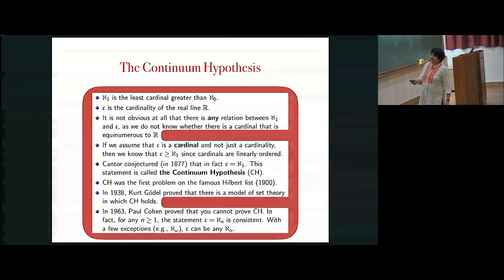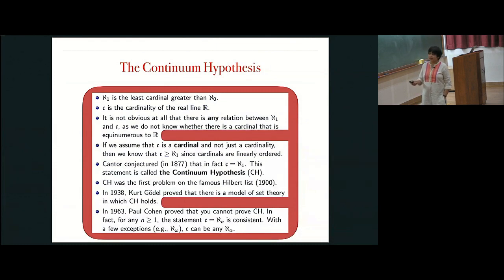Before going into that, the continuum hypothesis was actually the first problem in Hilbert's list of problems at the 1900 International Congress of Mathematicians. It was famous for this list of problems to be solved in the 20th century, and the continuum hypothesis was the first problem in that list. It was proposed and conjectured by Cantor.